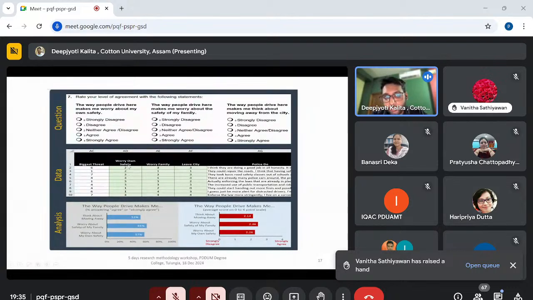Now what you are going to do, you will sum it up. 1, 2, 3, 4, a total of 9 responses are there. You sum it up and divide it by the total number of responses, and you are going to get an average. Worry about my own safety. This 2.26 is coming from that average. So we got 2.26 out of 4, so it is above 50%. So we may see that there is a certain population who is worried about their own safety.